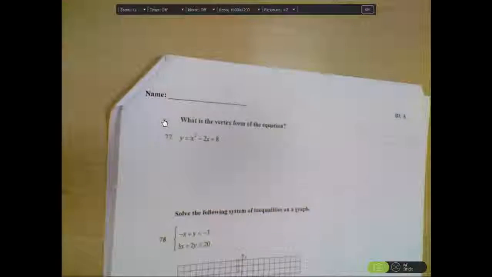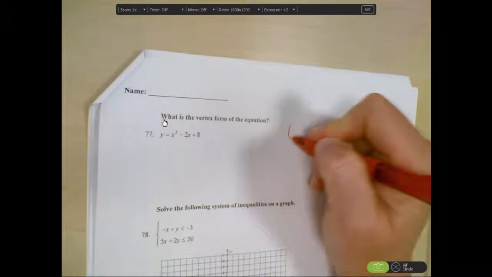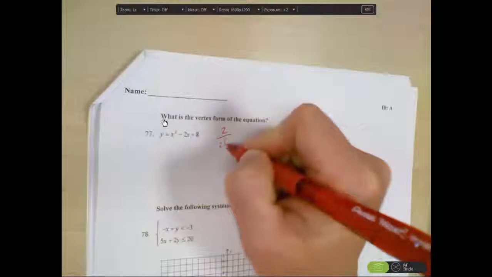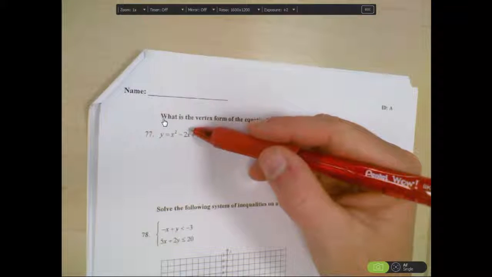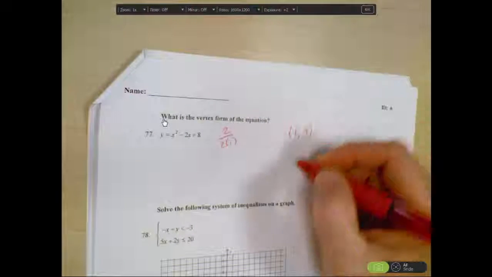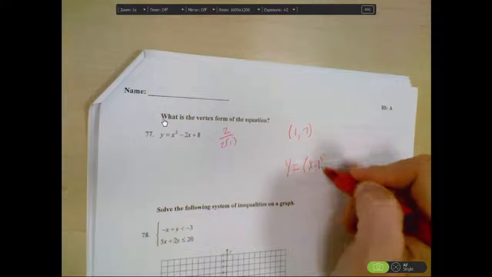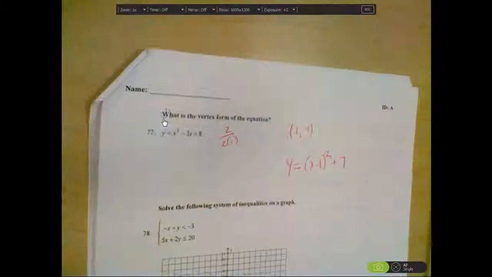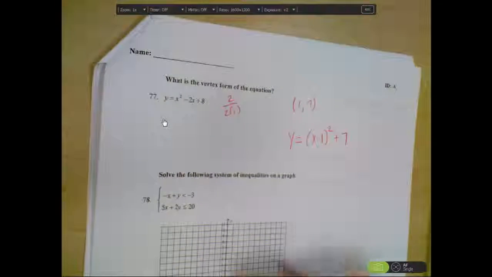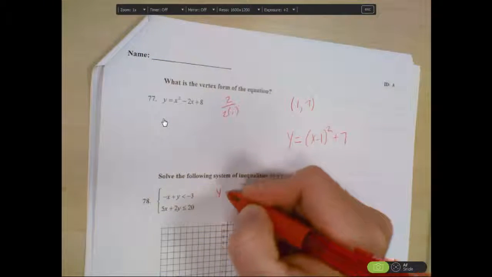Vertex form. Well, to do vertex form, first I have to find the vertex. Negative b over 2a, which is 1. 1 minus 2 is negative 1, plus 8 is 7, so that's the vertex. My vertex form is y equals a, well, the a is 1, x minus h squared plus k. That's the vertex form.